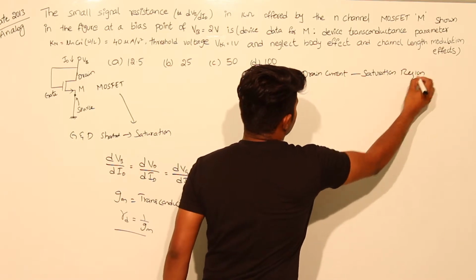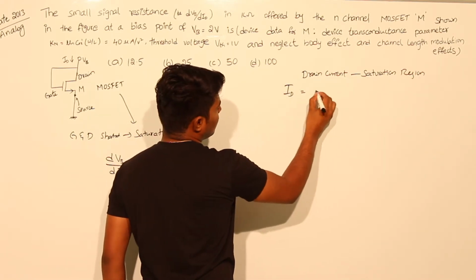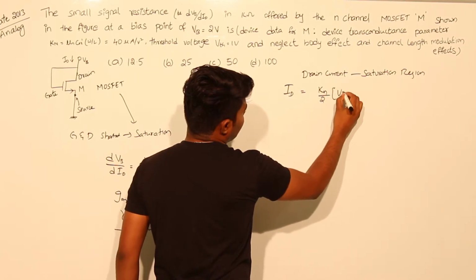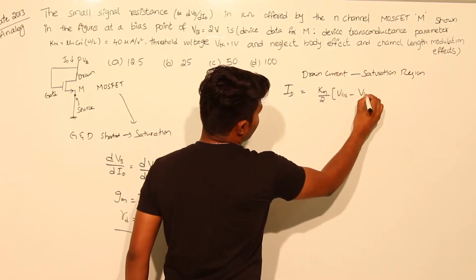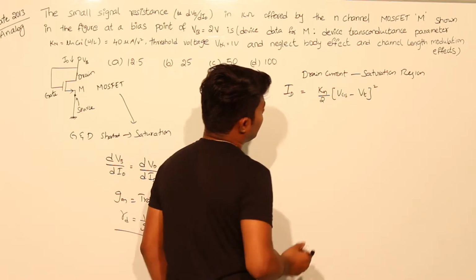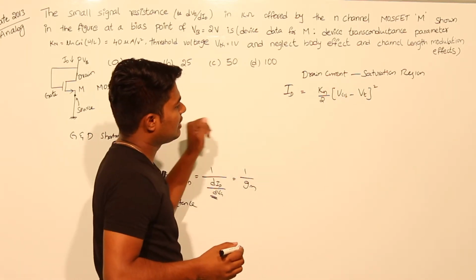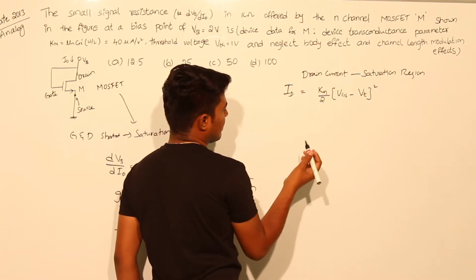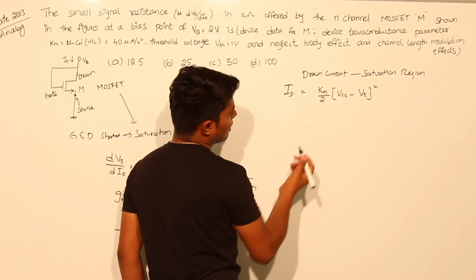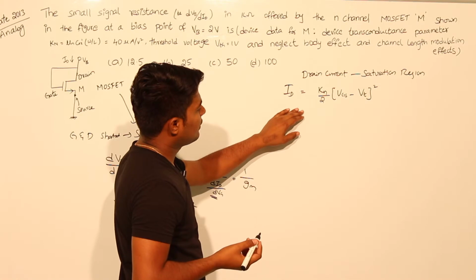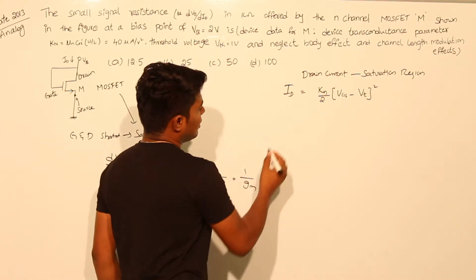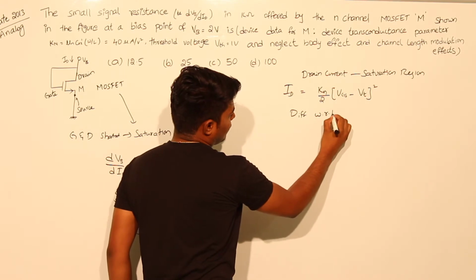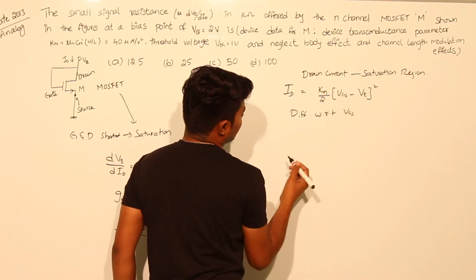The equation is given by Id equal to Kn by 2 into Vgs minus Vt whole square. These values are given in this question: Vth equal to 1 volt and Kn equal to 40 microamps per V square. Before substituting these values, we need to differentiate with respect to Vgs.